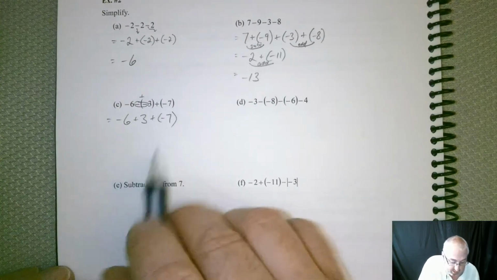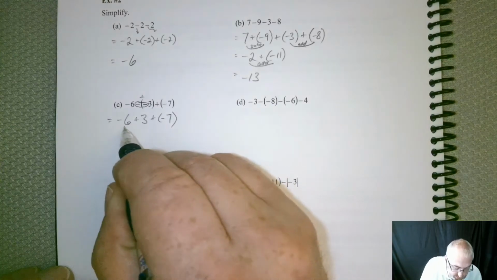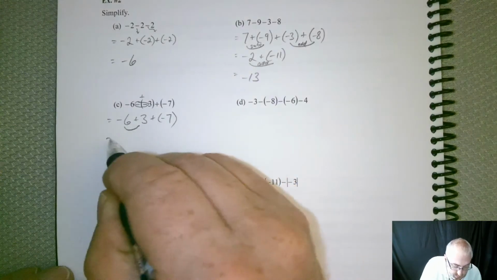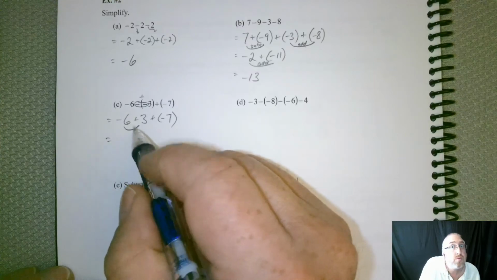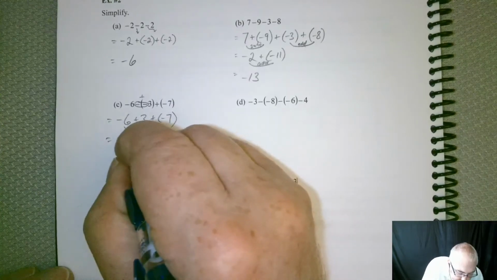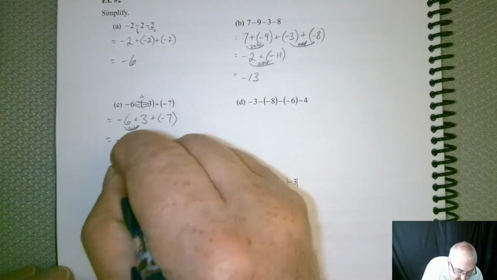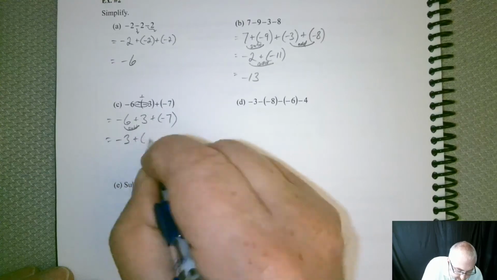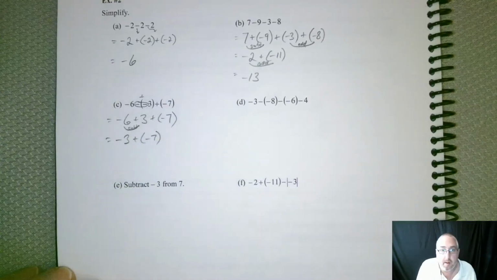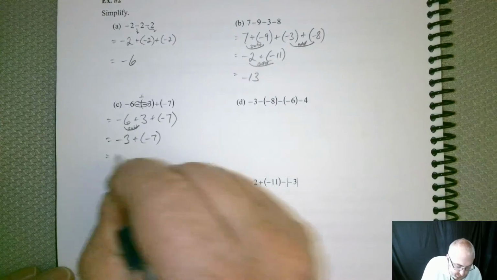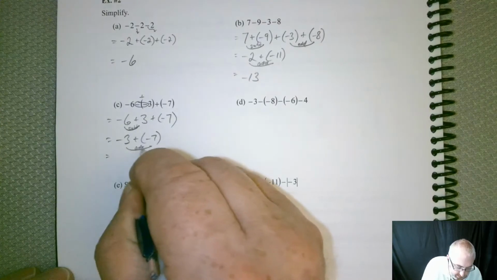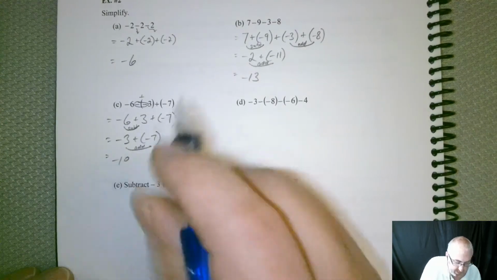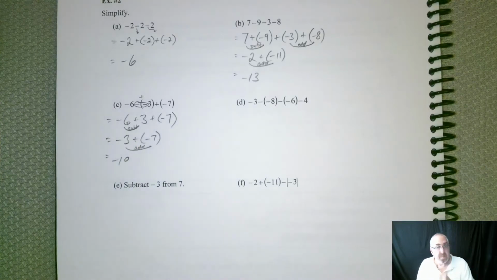So now we can just start batching stuff together. If we want to group the first two, we're going to have to subtract, which gets you a negative 3. And the plus minus 7 just comes down. And in this case, we're going to have to add. So that gives you a negative 10. All right.